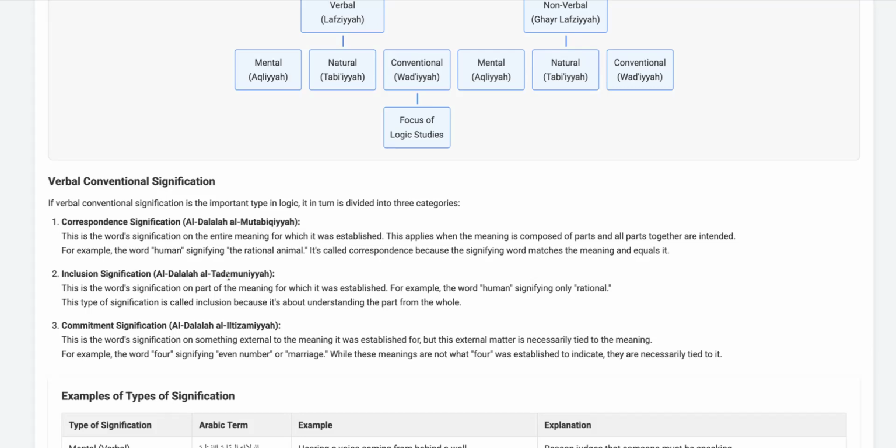Ad-dalalatul ba'diyya, ad-dalalatul kulliyya. We don't use that because it's going to confuse you with other terminology later on. But you just want to remember this. The signification is also called inclusion because it's about understanding the part from the whole. That relationship is very important. A part, an ingredient of the whole thing.